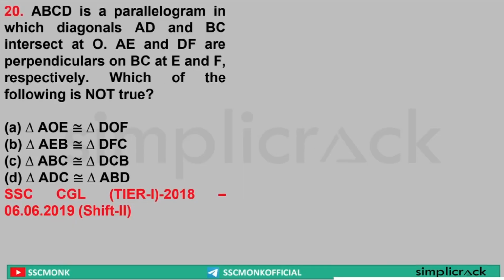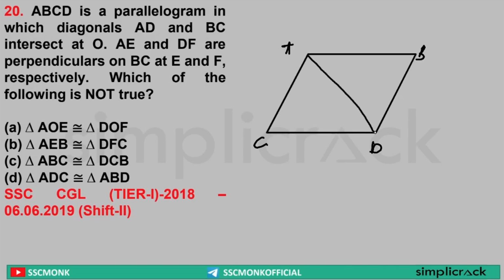Clear? Next. ABCD is a parallelogram whose diagonals AD and BC intersect at O. AE and DF are perpendiculars to BC at E and F respectively. Which of the following is not true? So let's say this is a parallelogram. AD and BC intersect at O. AE and DF are perpendicular to BC at E and F respectively. So let's say AE is the perpendicular over here and DF is the perpendicular over here. Which of the following is not true?